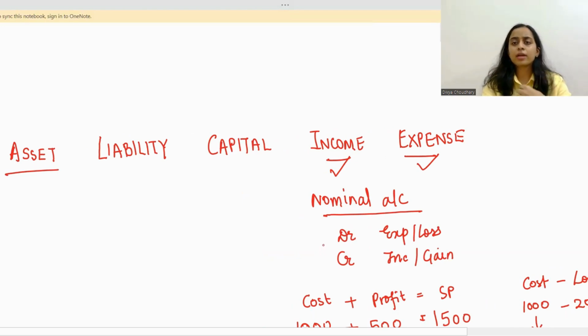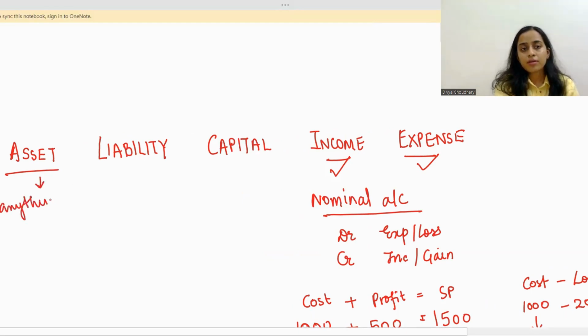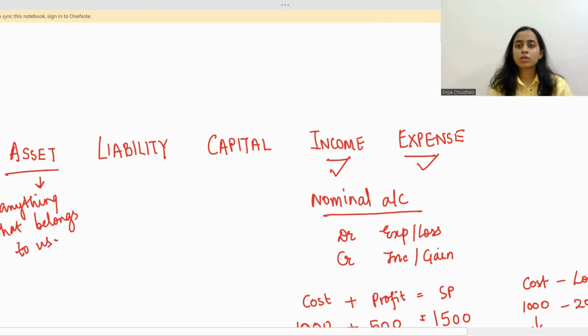Asset is anything that belongs to us. From whichever item we get this feeling that this is mine, we own this thing, that is your asset. For example, our phone, our laptop, TV, AC, car, all of this is ours. That is your asset. Anything that belongs to us. There's just one catch here.